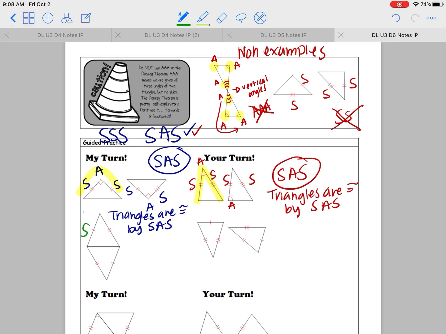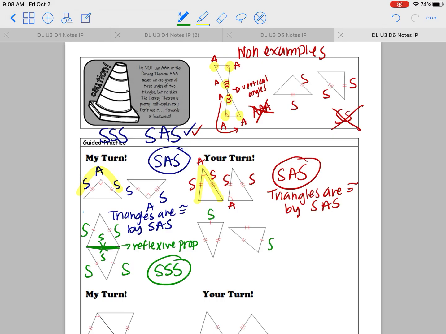I have a side, I have another side right here, and then notice that a side can be equal to itself, so I put an X for reflexive property, and that's going to give me an extra pair of sides. Again, that is a reflexive property that states that one side can be equal to itself, and so we have side, side, side.